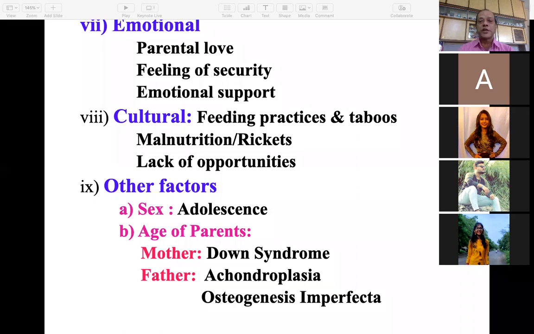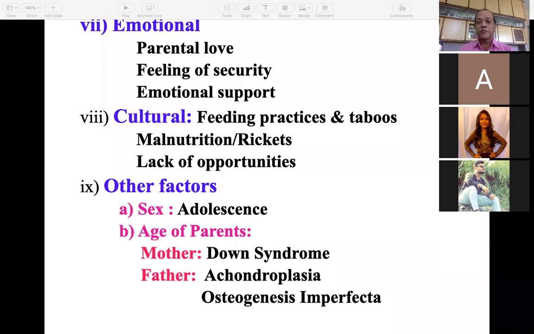So malnutrition, rickets, you all know will affect the bone growth. Lack of opportunities, this also we will discuss. Other factors like sexual changes in adolescence, age of the parents. If the mother's age is more, the chances of Down syndrome are more. If the father's age is more, the chances of achondroplasia and osteogenesis imperfecta are more.